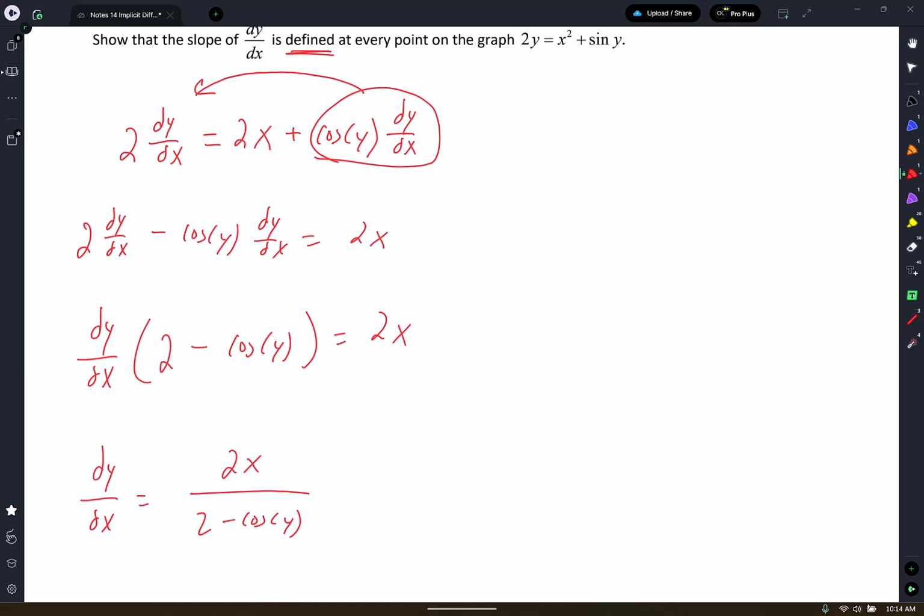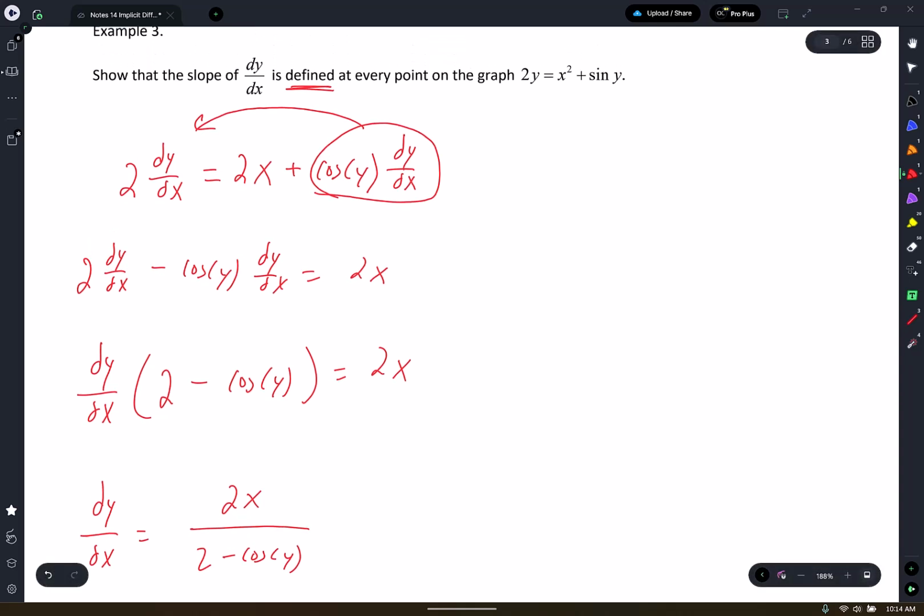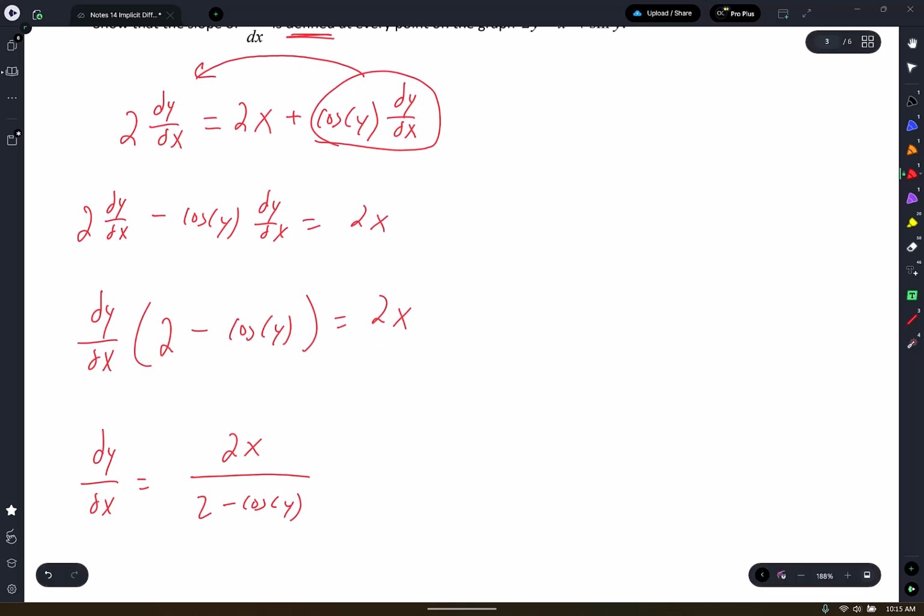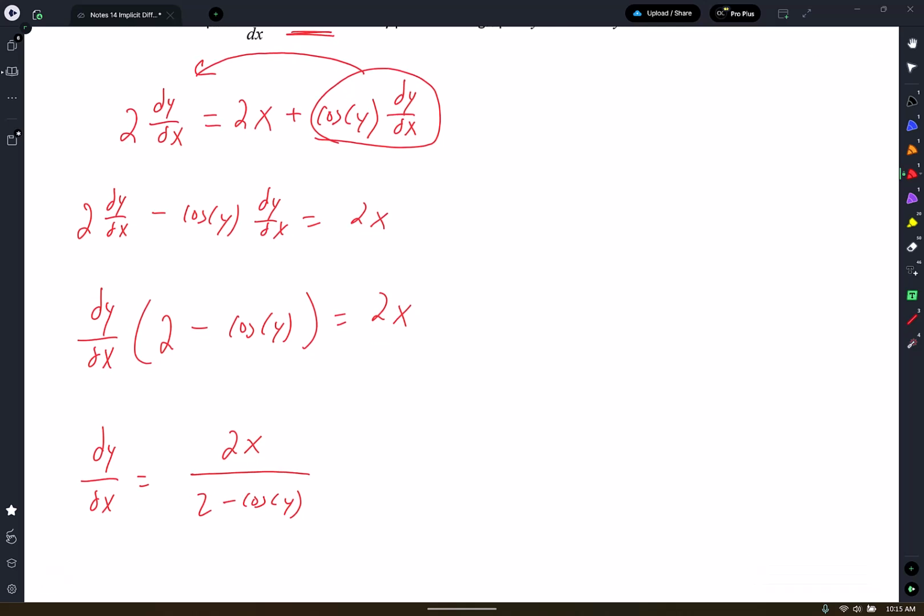Okay, are we still okay? All right, we haven't answered the question. It says, show that the slope dy/dx is defined at every point on the graph. Okay, so it's defined. Why? Because will I ever get a 0 in the denominator? So I'm going to write, since 2 minus cosine y will never equal 0. And then as a side note, cosine y is between -1 and 1. I know that for a fact because we all took pre-calc. The amplitude is 1, so it's always between 1 and -1.